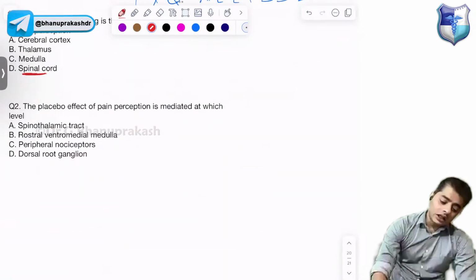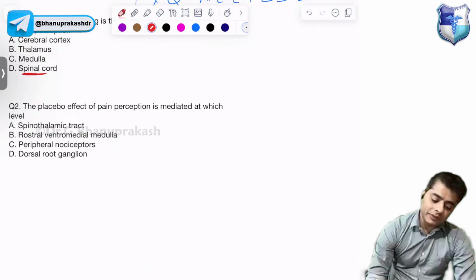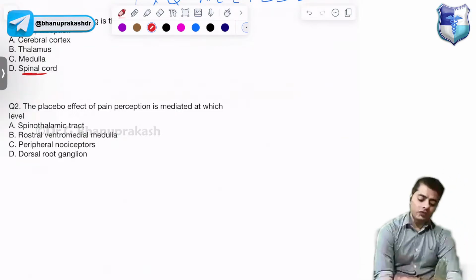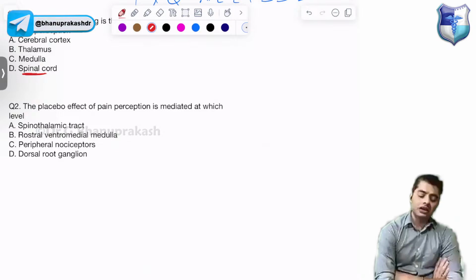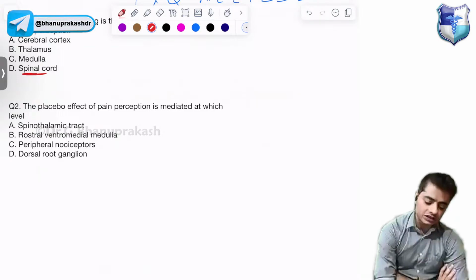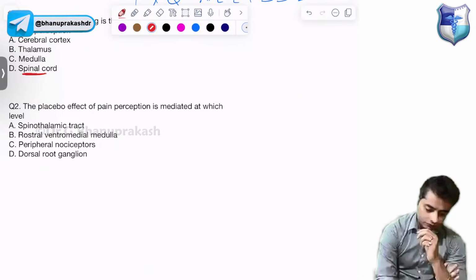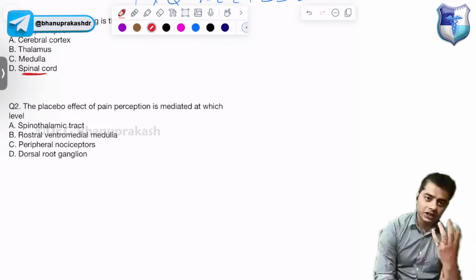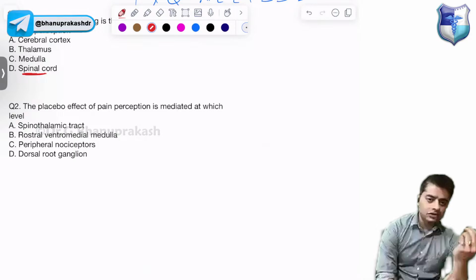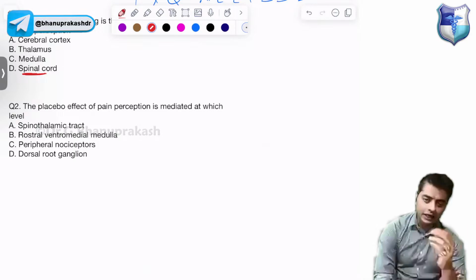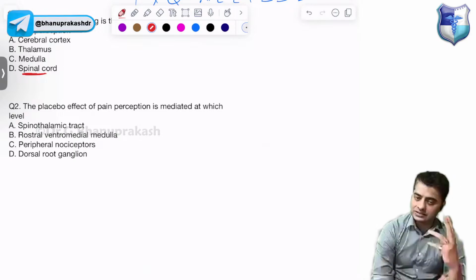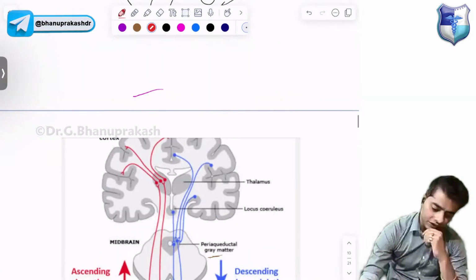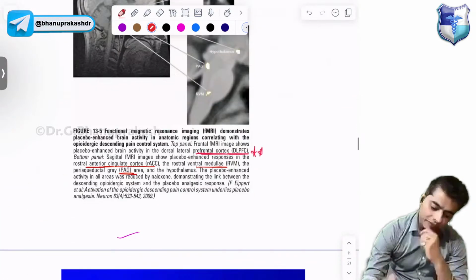Another question. The placebo effect of pain perception is mediated at which level? Options are spinothalamic tract, rostral ventromedial medulla, third is peripheral nociceptor, and last is dorsal root ganglia. Now, we all know the placebo effect on pain modulation. There's a descending pathway, and there's also a touch pathway, A beta fiber. And there are four areas mentioned in Harrison that they have seen on MRI. First, we will see what Harrison has mentioned, which I have told previously. They have mentioned four areas.